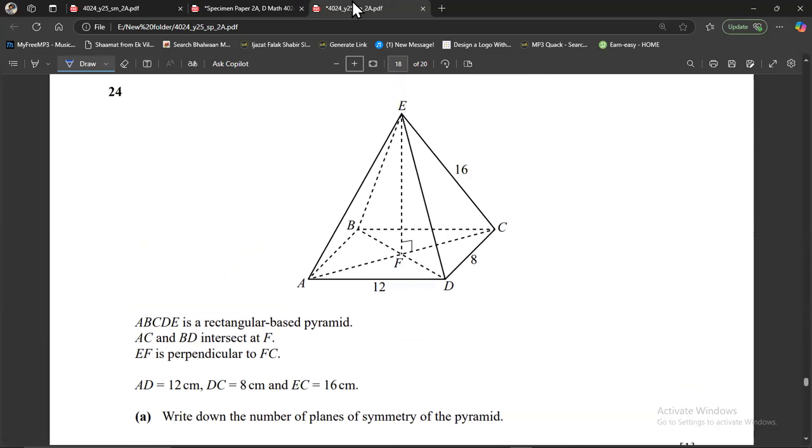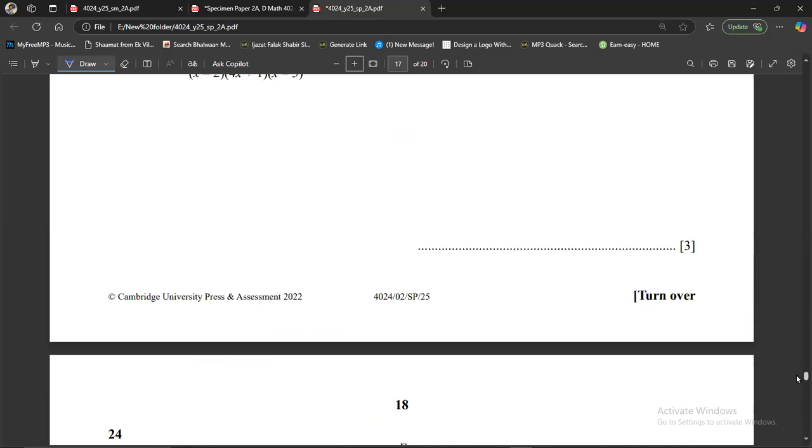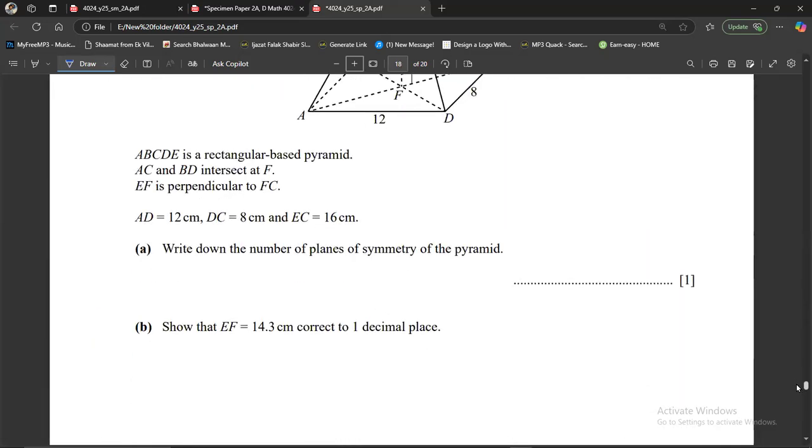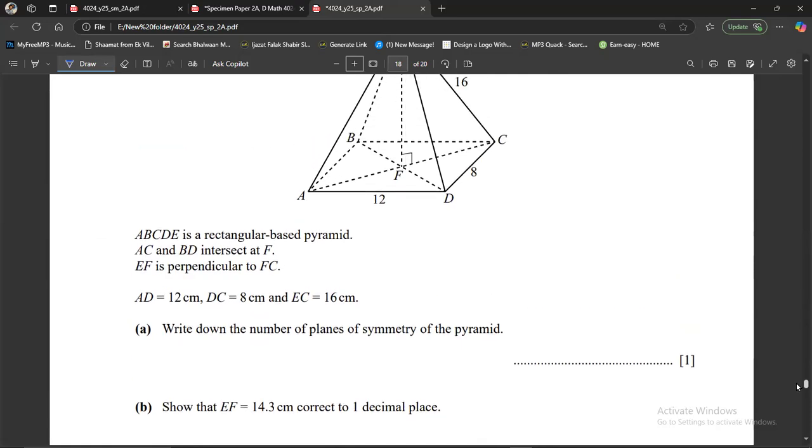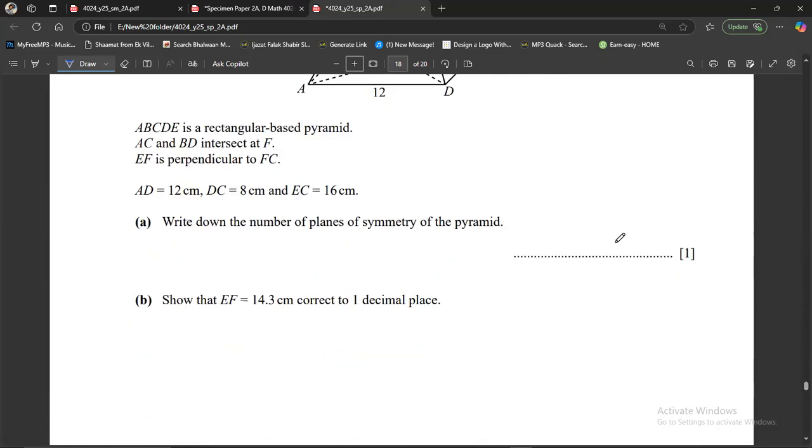So it's a rectangular based pyramid, and you know the number of planes of symmetry. There are two planes of symmetry. A plane of symmetry is a cut which will divide this rectangular based cake into two exactly same parts. So there are two cuts. You can ask your teacher, or search a little bit more on this, but there are two planes of symmetry in a rectangular pyramid.